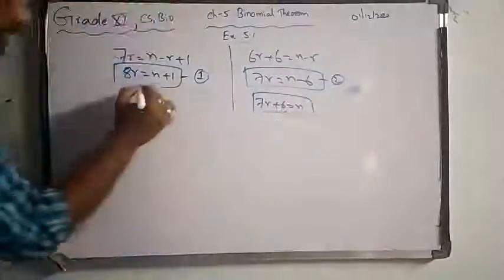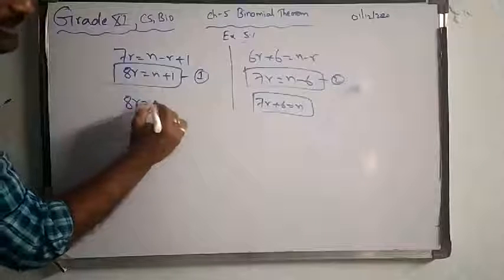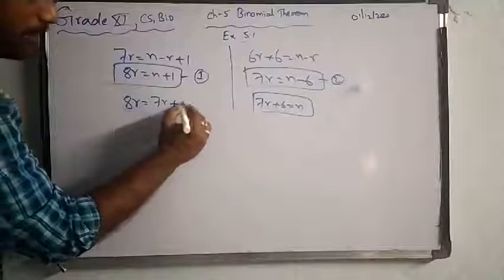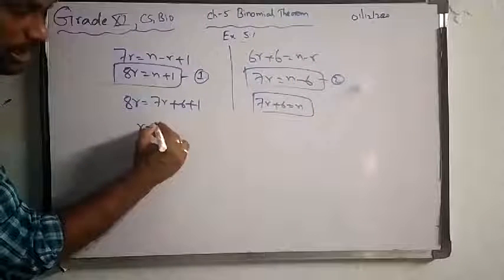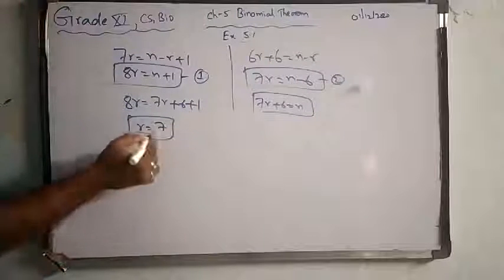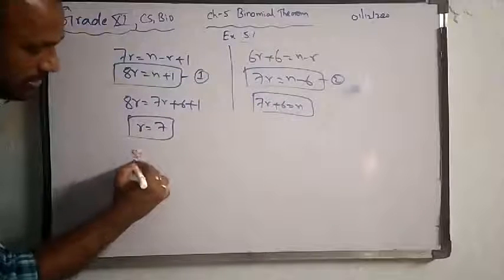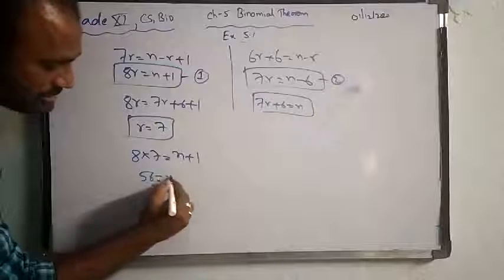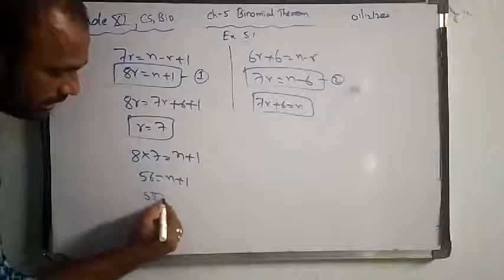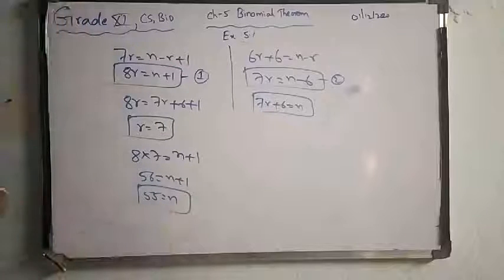So substituting this n value in this, we are going to get 8r equals 7r plus 6 plus 1. So 8r minus 7r equals r equals 7. So substitute this r value in the first equation. That is 8 into 7 equals n plus 1. 56 equals n plus 1. So the n value is 55. That is what we were asked to find, the n value.